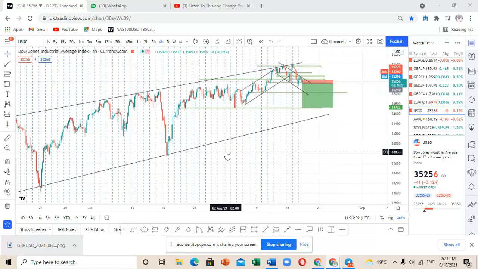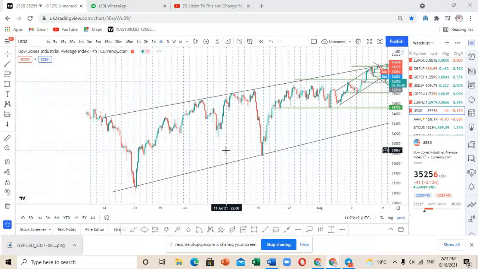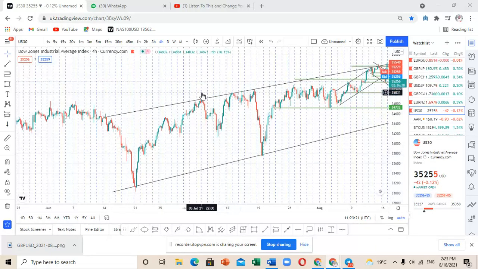So today we'll be analyzing US30, and then we are going to discuss GBP USD and see what they are saying. Let me just start with US30. US30 is also known as the Dow Jones.